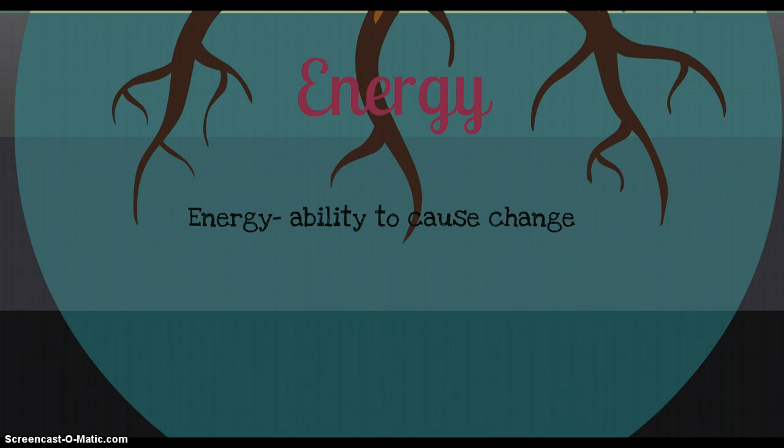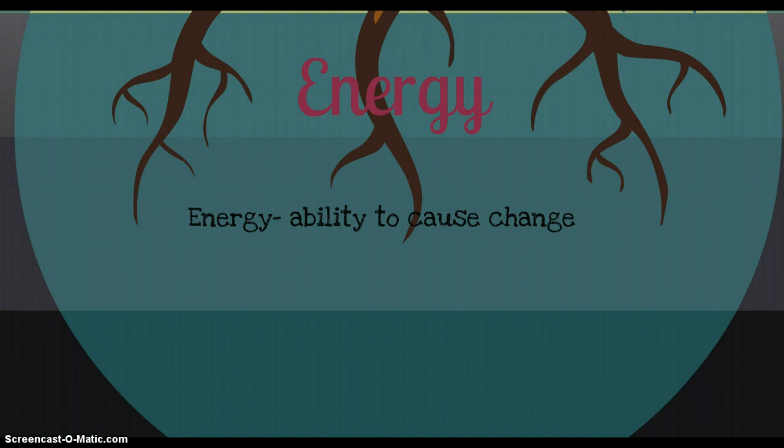So we're going to talk about two main types of energy today: potential energy and kinetic energy. And we're going to talk about how those different types of energy are used in the world and how you use them in different experiments to determine how fast things move and how much energy is behind them to cause change.